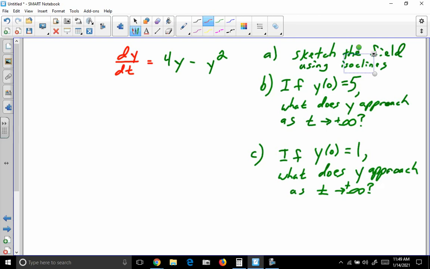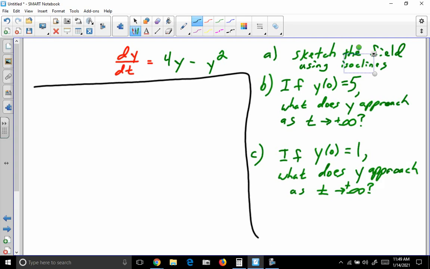Now, we're not always given the direction field, so sometimes you have to sketch it. So that's what they want us to do on this one, to sketch the direction field. And it says to use the method of isoclines. And what that does is, so dy over dt. So C represents the slope.